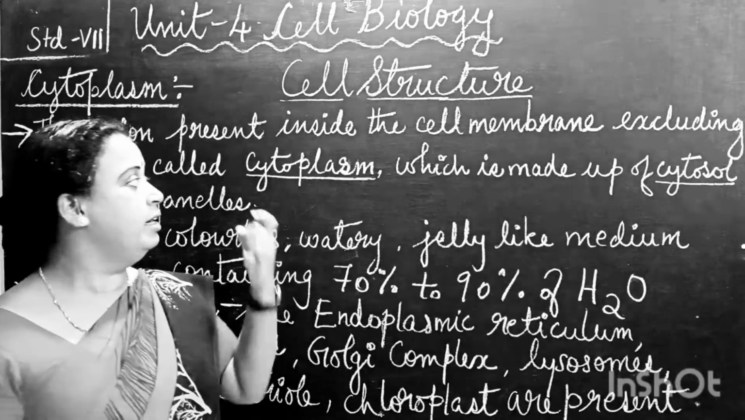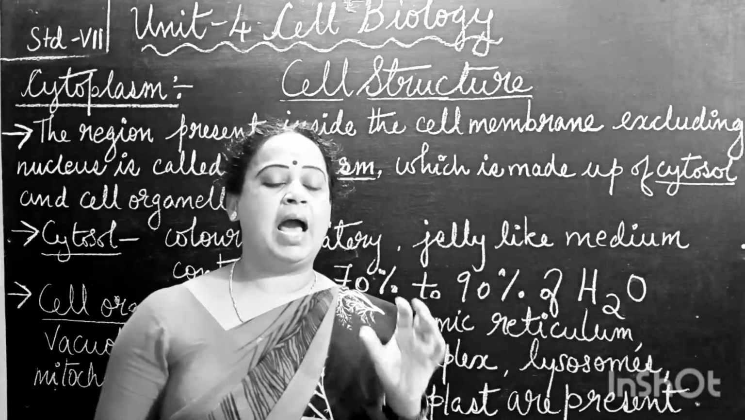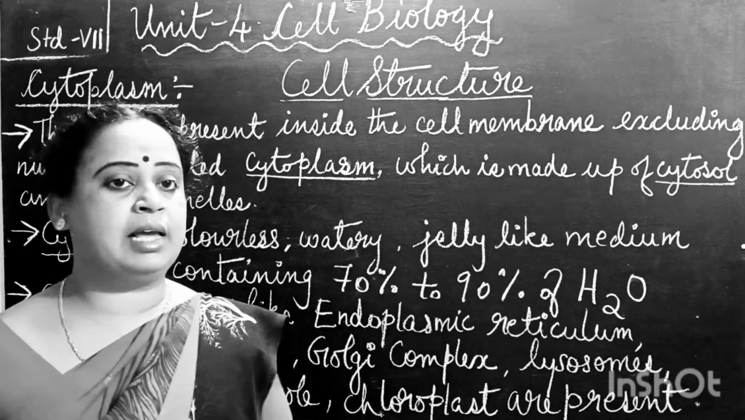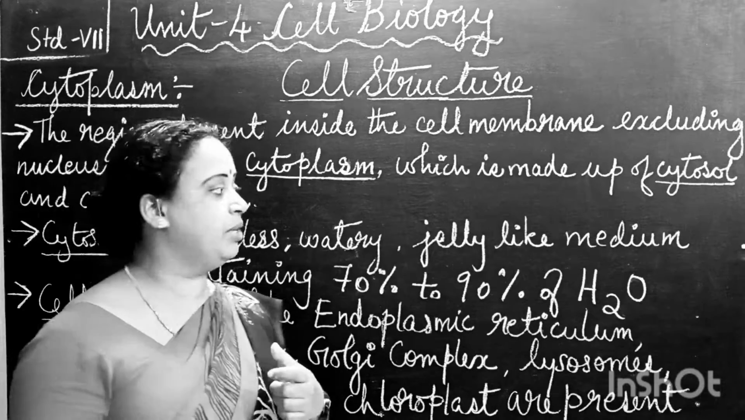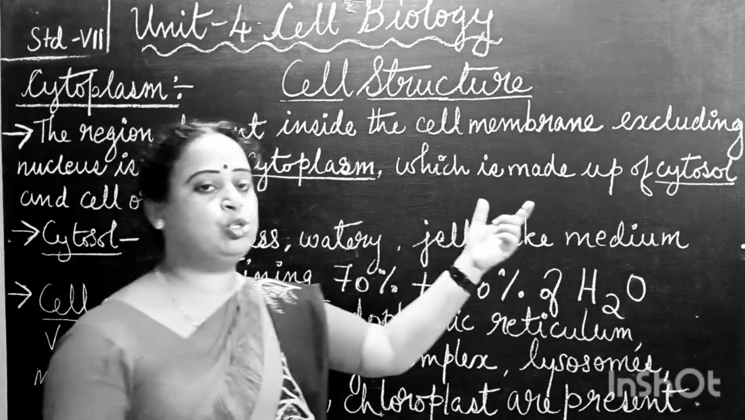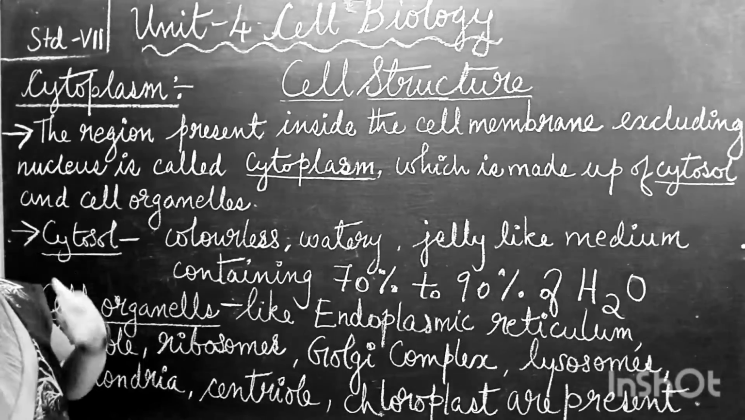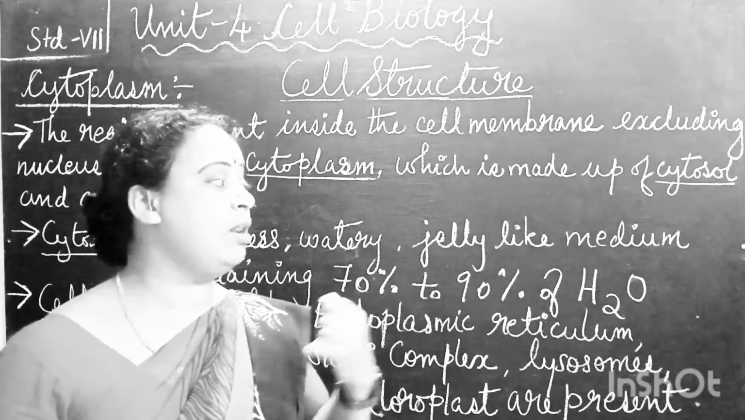So what is cytoplasm? Cytoplasm is the region present in between the nucleus and the cell membrane of a plant cell or animal cell. This cytoplasm is made up of cytosol and cell organelles. So what is cytoplasm made up of? It is made up of cytosol and cell organelles.